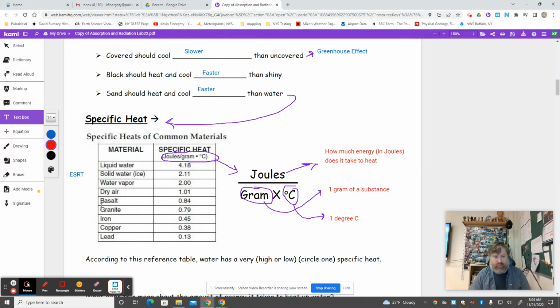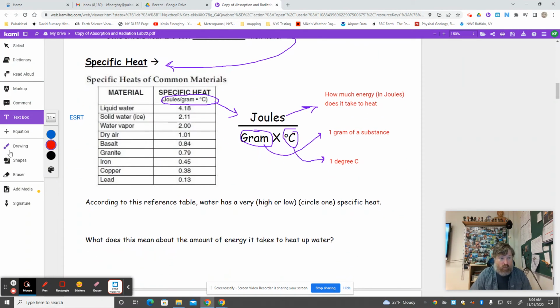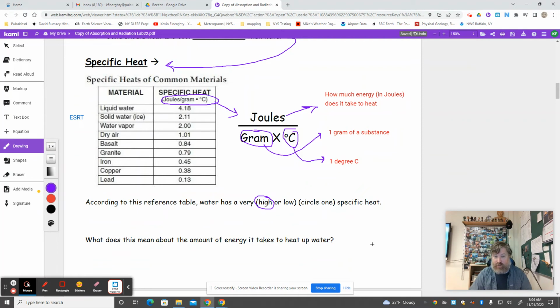Basalt, it's a kind of rock we'll look at eventually. Takes 0.84 joules to take 1 gram of basalt and make it go up by 1 degree, due to the physical nature of that substance, the physical properties of that substance. Copper takes 0.38 joules of energy to get 1 gram of it to go up by 1 degree C. But look at water. Water takes 4.18. Water has a very high specific heat. It takes a lot of energy to get it to warm up.